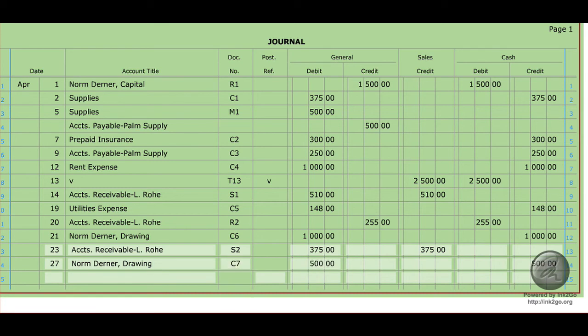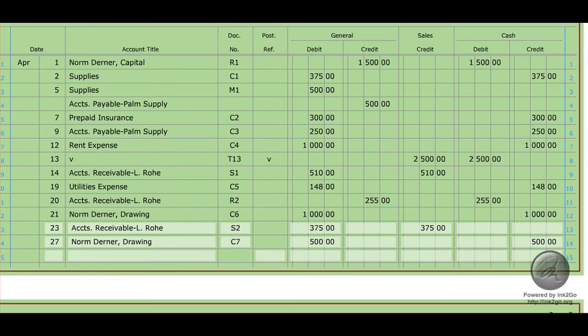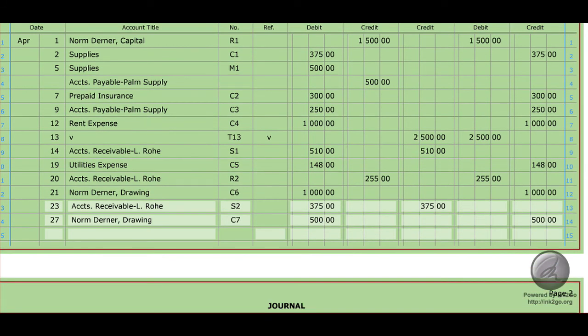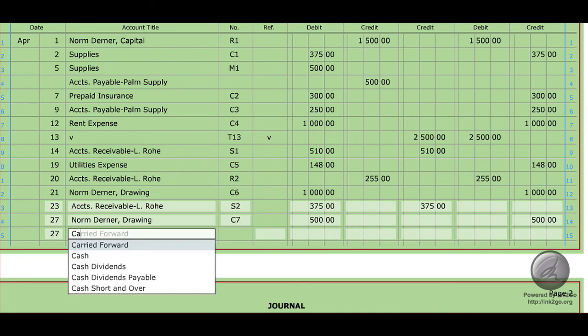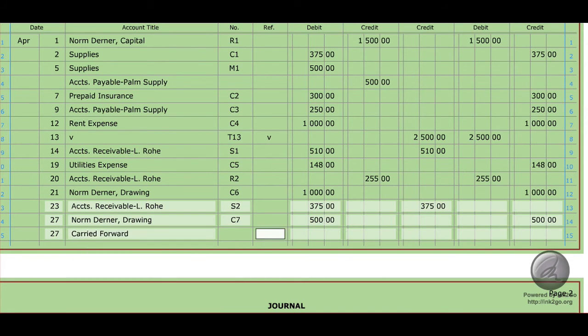All right, so now it's a new thing for us. We need to prove and rule page 1 of the journal. So here we are. We're going to put the last date we used, which was the 27th. We're going to use the words carried forward. Now we need to add up all of our columns. So we're going to go through and add 375 plus 500 plus 300 plus 250 and so on all the way down the list.